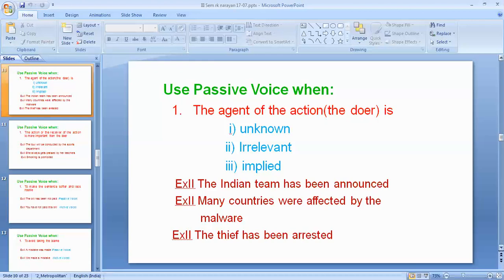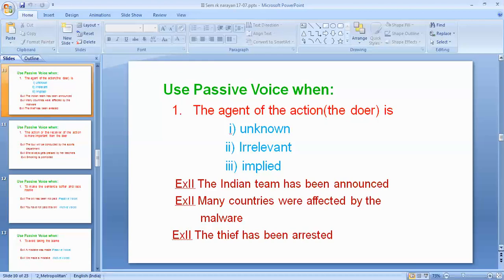And the third one is: the thief has been arrested. So here the action is arrest. Who arrested? It is known to everyone. Naturally, the police arrest. So it is implied, it is known to everyone. So who was arrested? The notorious thief, the most wanted thief, or the thief who stole everything.